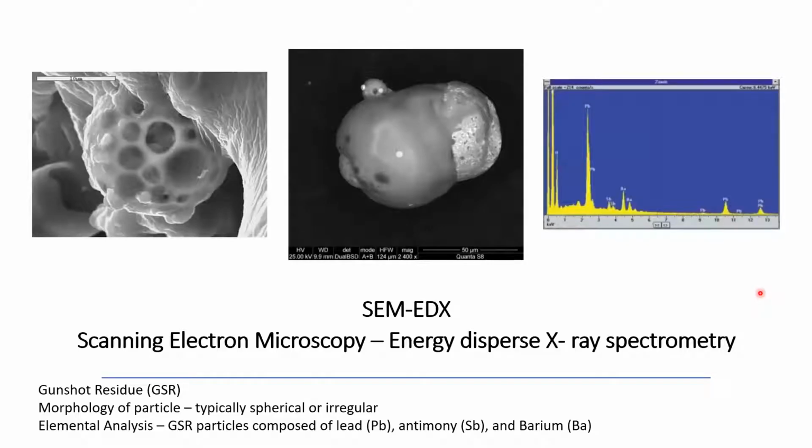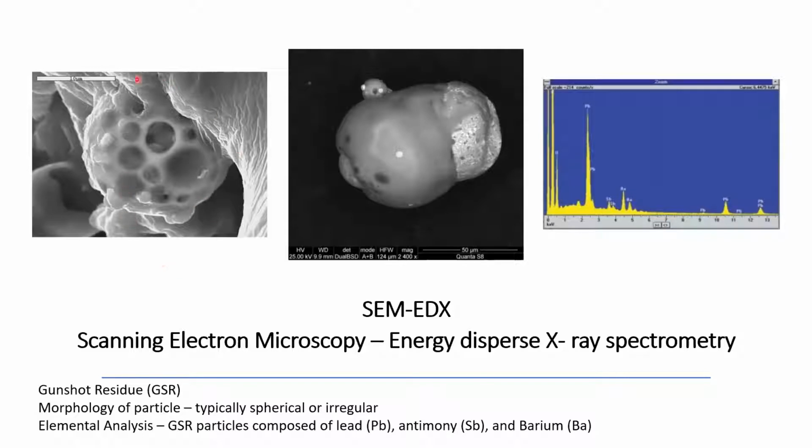So another way you can use the scanning electron microscope. Now, remember that 3D image that we were talking about. You can use a scanning electron microscope and you can put different attachments to it. So this is a SEM EDX microscope. The EDX stands for Energy Dispersive X-ray Spectrometry. And what I'm showing here at the top are particles, individual particles of gunshot residue. So this is how you would use this microscope in a crime lab.